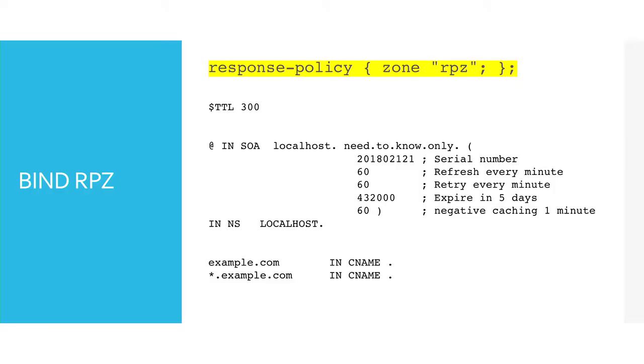The top line, highlighted in yellow, is a response policy zone called RPZ that has been defined. That file down there, the zone file, is the ban list. We have the domain example.com and the wildcard *.example.com blocked here. Quad9, OpenDNS and Cloudflare have tried to stop botnets and malware.